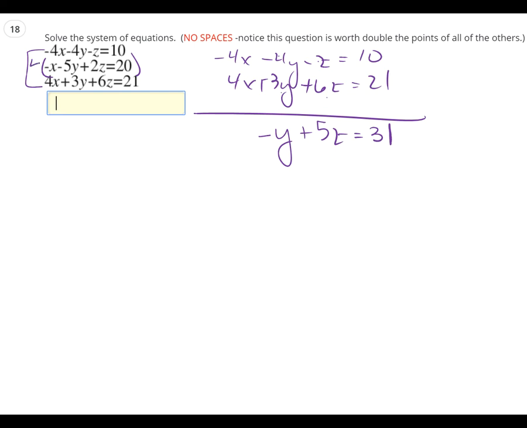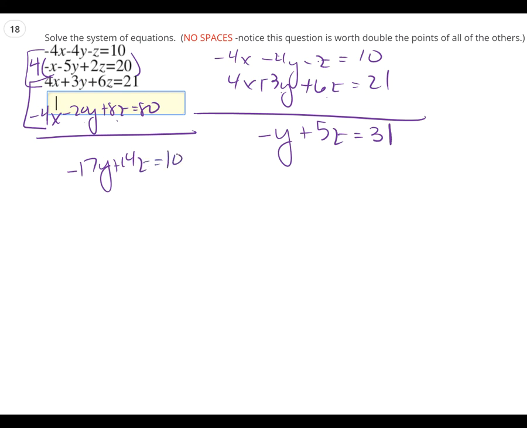We're going to multiply this one by 4. In the interest of time, I'm just going to write it underneath here. So negative 4x minus 20y plus 8z equals, is it 80? These guys, I'm adding these two up here. So 3y minus 20y is negative 17y, right? The 6z and the 8z would be 14z equals 101.